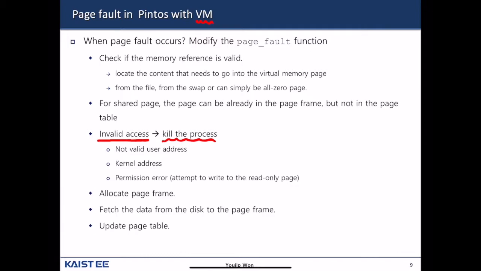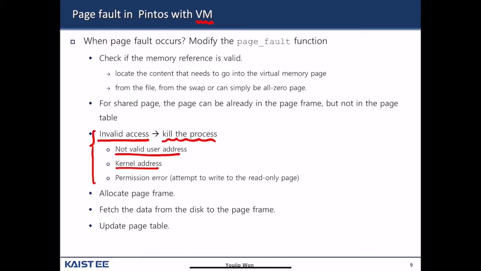Why does it happen? The address may not be a valid user address, or the address is valid, but it may belong to the kernel address space. Or it may be a valid address, but you do not have proper permission to access that page. For example, it is a read-only page, but you try to write something, then the operating system checks the permission and kills the process that performs the invalid operation. So that's what is going to happen when your address access is invalid.